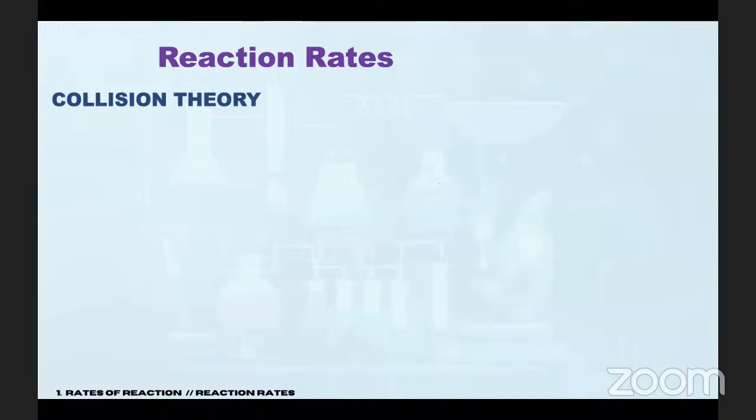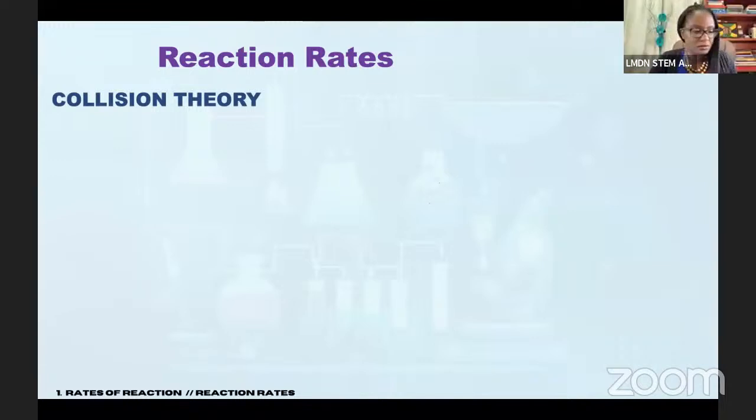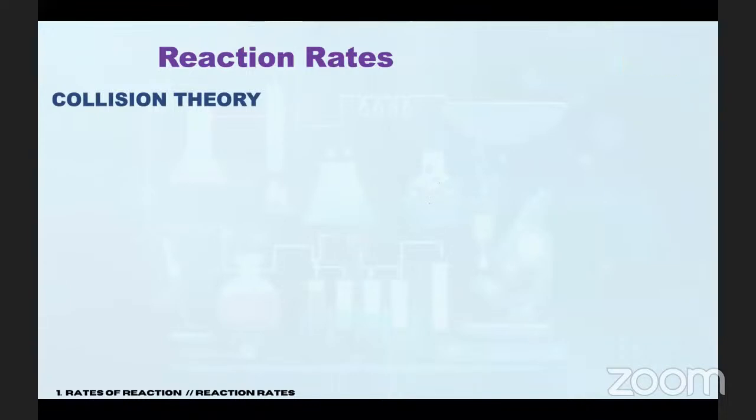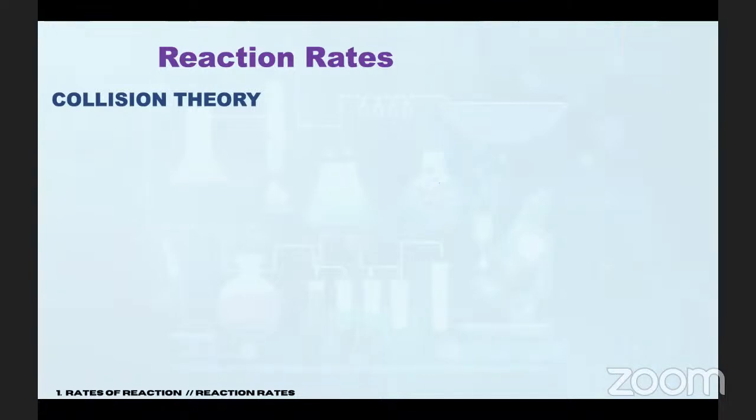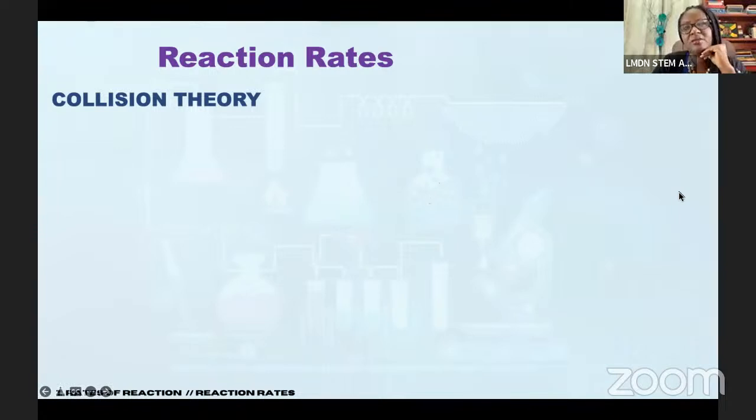I think my teacher was saying one time that in the collision theory, the reaction happens when the particles collide together. So they measure how fast or slow they collide together. So you need them to collide.